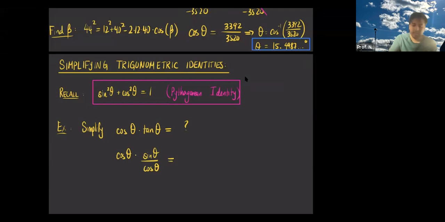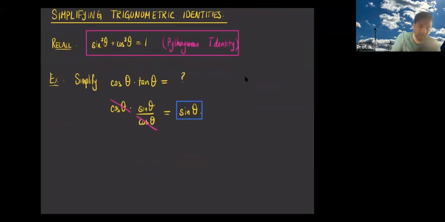And what do you notice? Cosine theta cancels, and I'm left with sine theta. So I simplified my original expression. Cosine theta tangent theta simplifies to just sine theta, and I'm done. So that's what we're going to be interested in now. You see how there is no visualization of this? There's no geometric shapes. It's just purely algebraic.